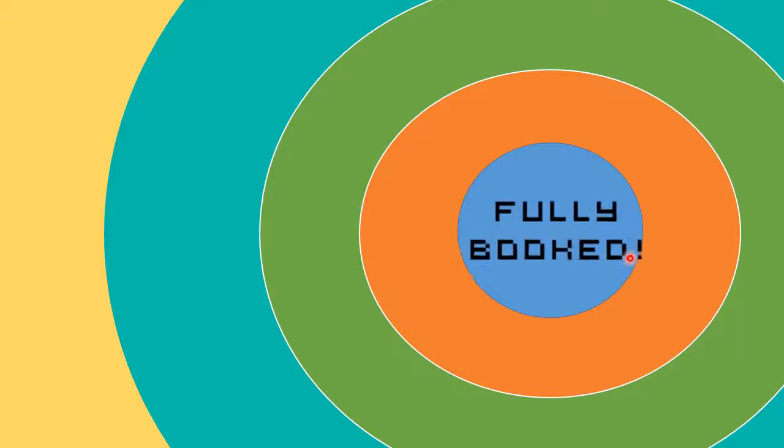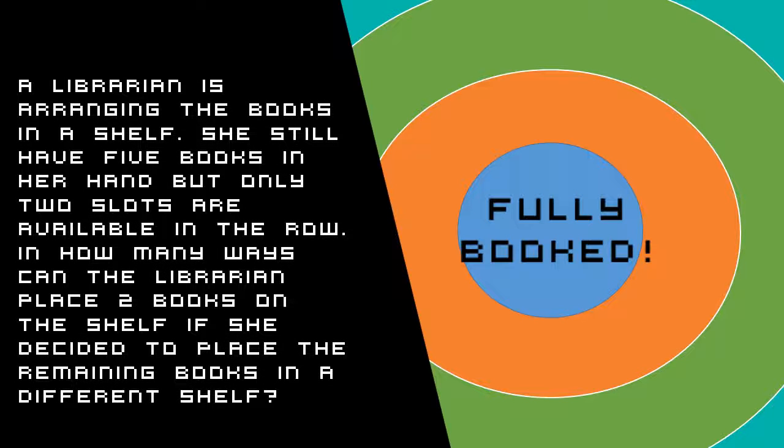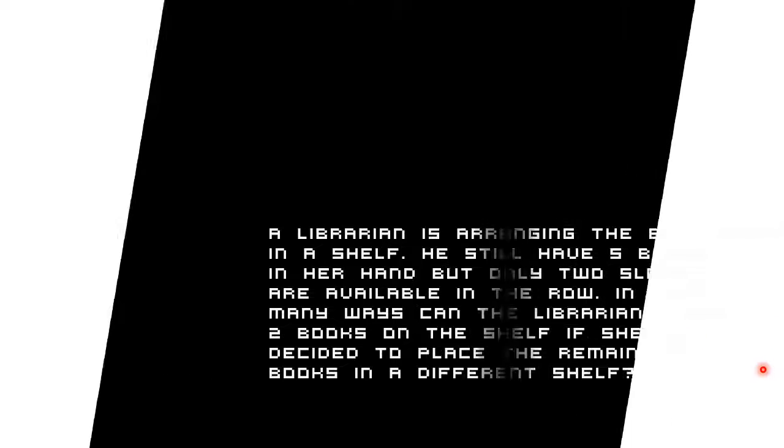Fully booked. Yes, this is for book lovers, you know. So let's go. A librarian is arranging the books in a shelf. She still has 5 books in her hand, but only 2 slots are available in the row she's currently in front of. In how many ways can the librarian place 2 books on the shelf if she decided to place the remaining books in a different shelf? Same routine, you can pause the video, then proceed.